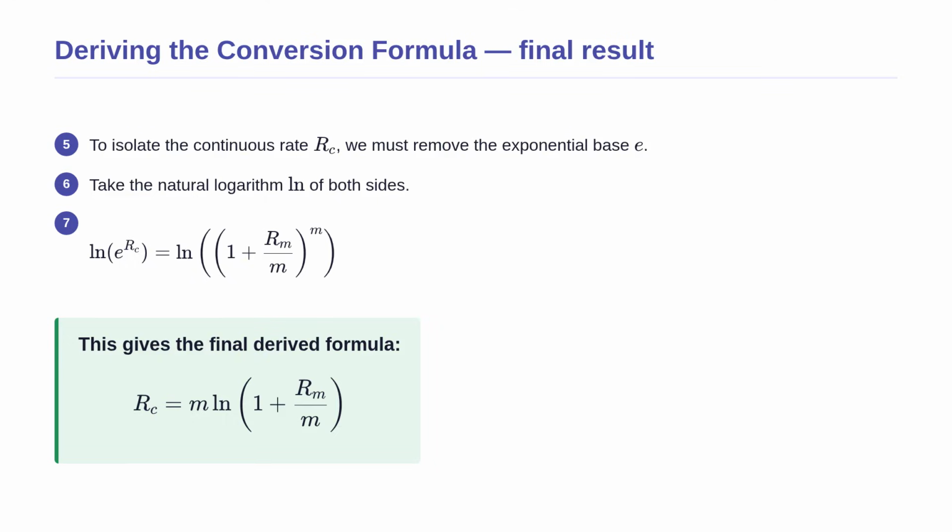Continuing from our simplified equation, our goal is to isolate the continuous rate, R sub c. Right now, it is trapped in the exponent above the base e. To bring it down, we need to remove that exponential base. We do this by taking the natural logarithm of both sides, because the natural log and the exponential function cancel each other out. Applying the logarithm brings the exponent down, and by logarithm rules, the exponent m on the right side moves to the front. This gives us our final derived formula. We have proven exactly how to translate any discrete rate into a continuous one, ensuring our mathematical models always reflect reality accurately.